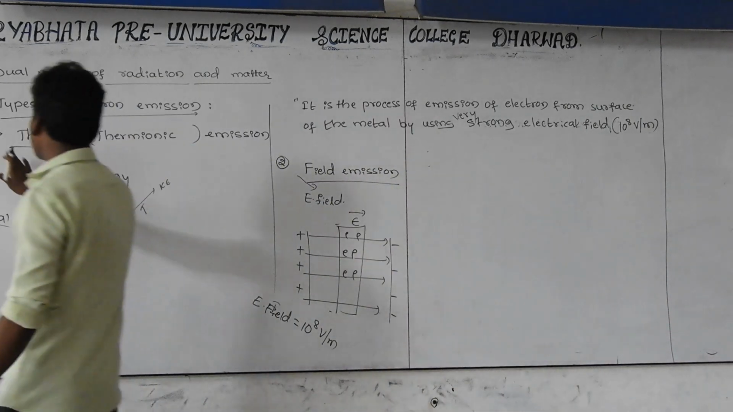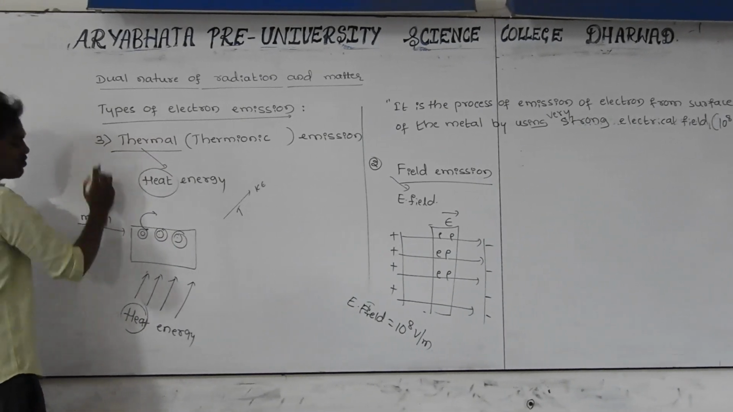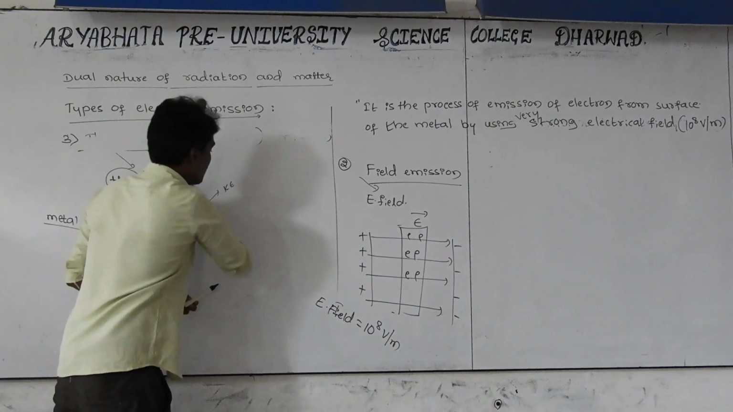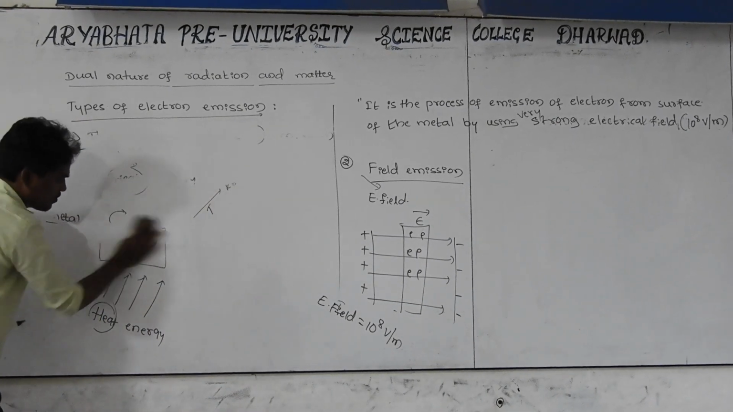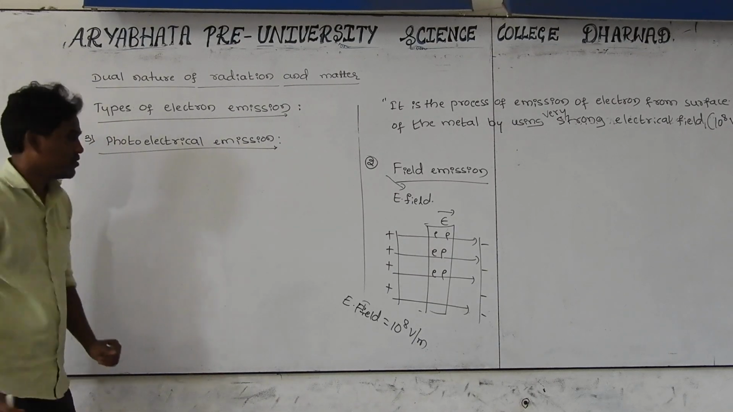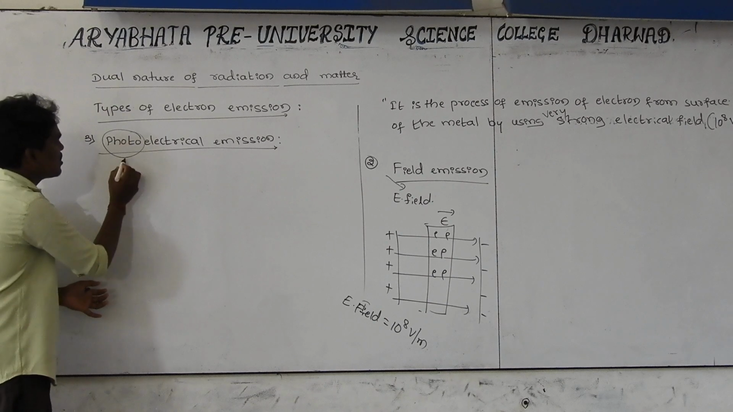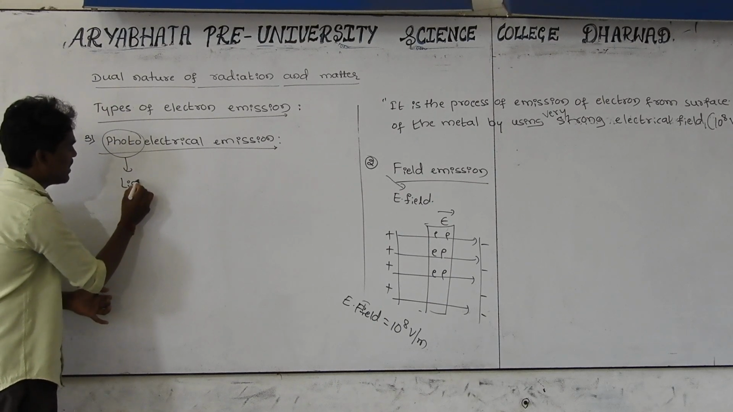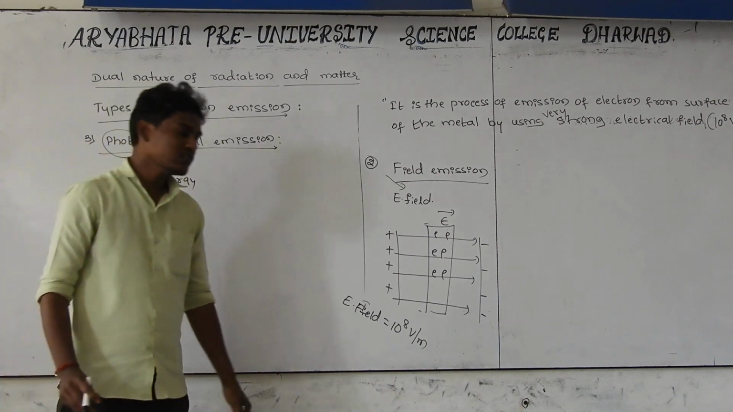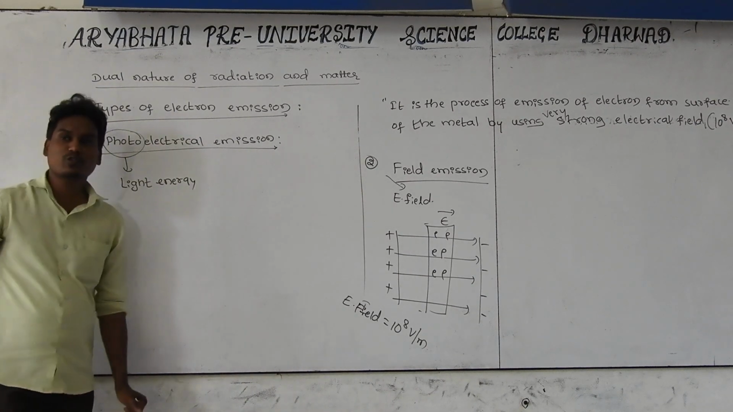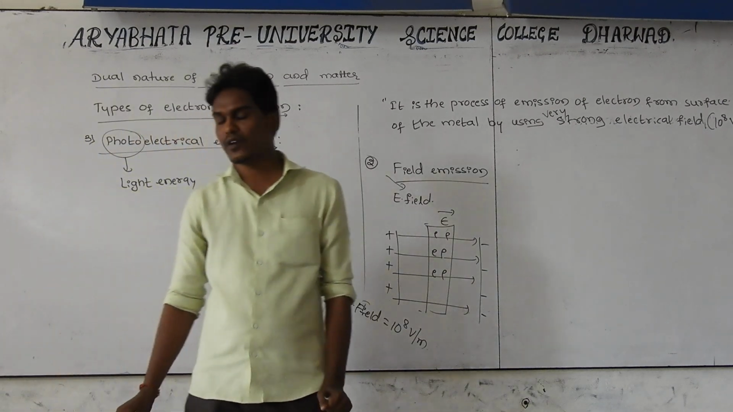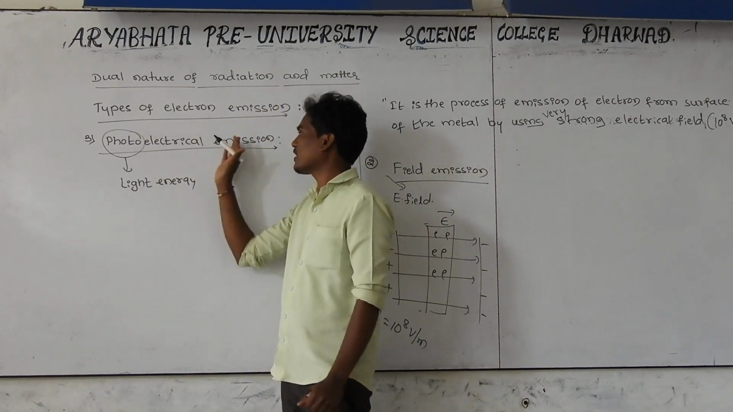And the third and last one is photoelectrical emission. Here photo means light energy. The word photo indicates light energy. By using light energy, we are going to emit the electron from the surface of the metal. That process of emission of electron from the surface of the metal is called photoelectrical emission.